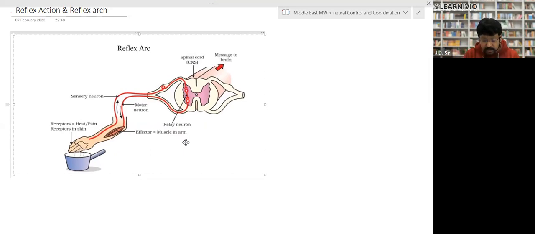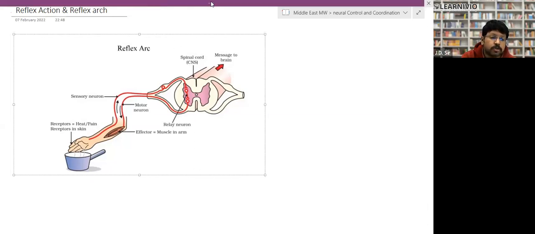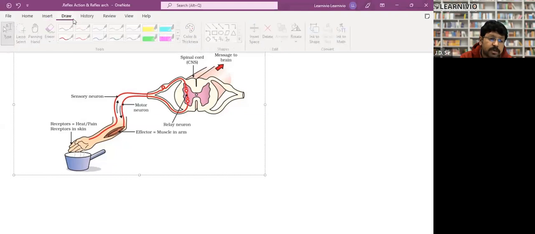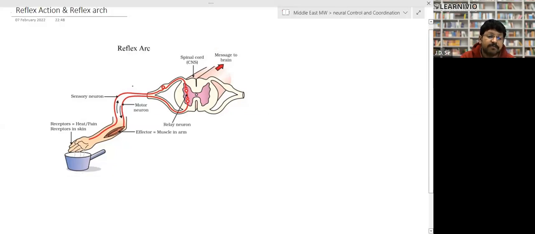Some reflex actions are controlled by the spinal cord, and another kind of reflex action is controlled by the brain, right? In the case of the spinal cord, like touching a hot object, in these kinds of reflex action, the nerve impulses and information do not reach our brain.